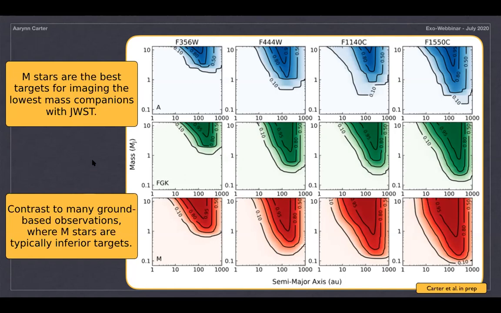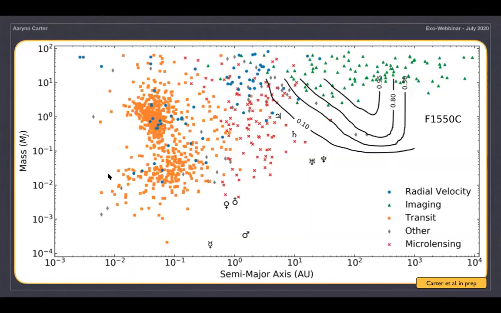So to finalize, I just want to show this one plot. So what I've done is I've taken the full sample here, the 64 BPMG and the 30 TWA in the F1550 filter. And this is the average completeness map. And you can see that we're definitely going to be able to push into a region of parameter space that many direct imaging planets have just not been discovered in.